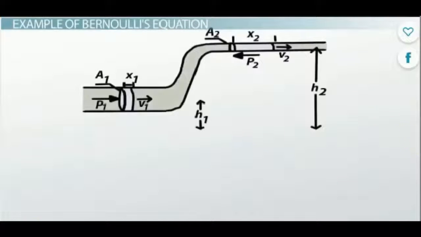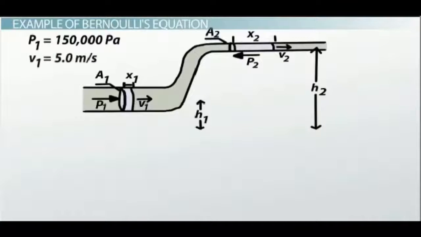Say that some water flows through an S-shaped pipe. At one end, the water in the pipe has a pressure of 150,000 Pascal, a speed of 5 meters per second, and a height of 0 meters.